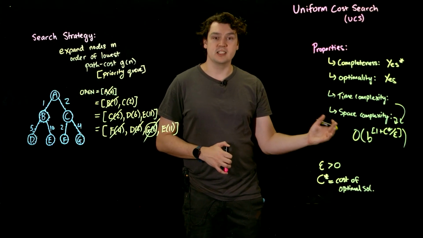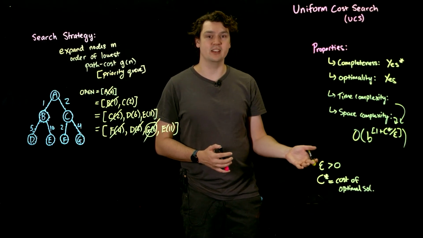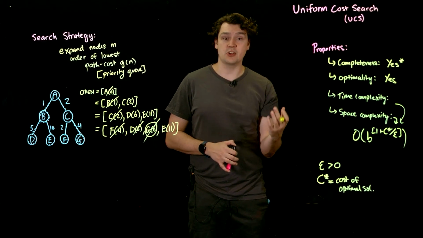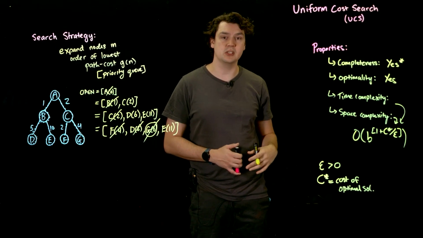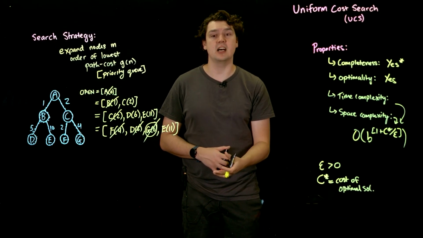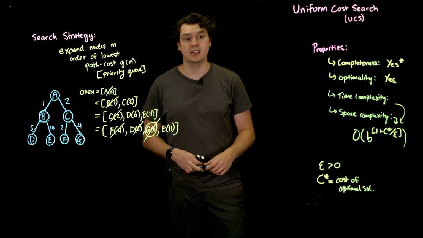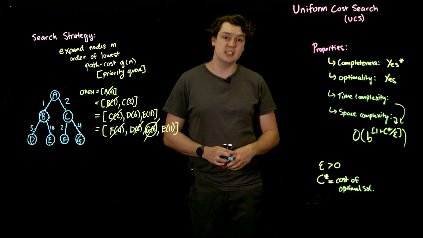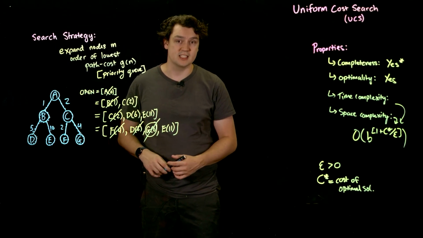So the next part of this is that we actually need to reason over this term in relative size compared to b to the d. What I think is actually quite interesting to find is that O of b to the 1 plus C star over epsilon is actually going to be substantially larger than b to the d. So what we're saying is the worst case time and space complexity for UCS is going to be substantially worse than BFS. So why is this the case?